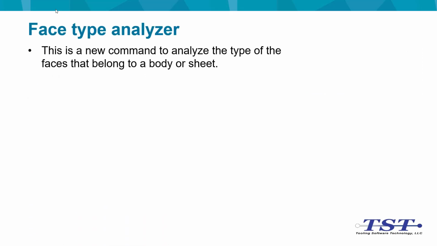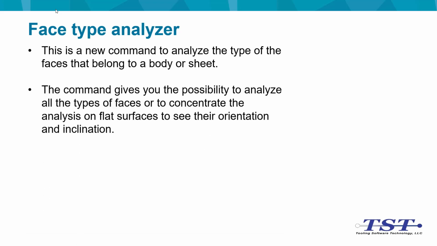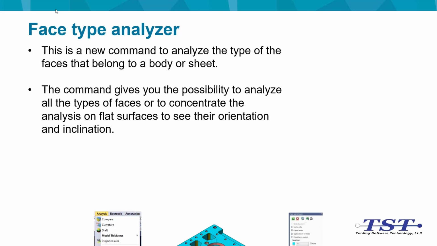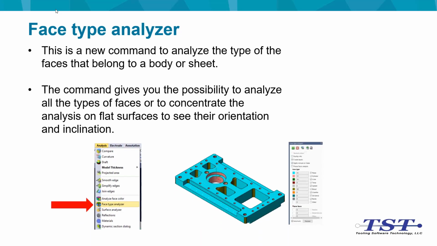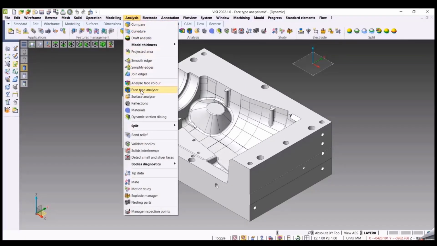Face Type Analyzer. This is a brand new command, kind of a continuation of Surface Analyzer, to allow you to basically scan your faces, see what type of faces they are, whether they're planes, blends, features, etc., holes. So under the analysis dropdown, this new command is called Face Type Analyzer. It allows you to analyze a group of faces. So we'll show that in this video example here.